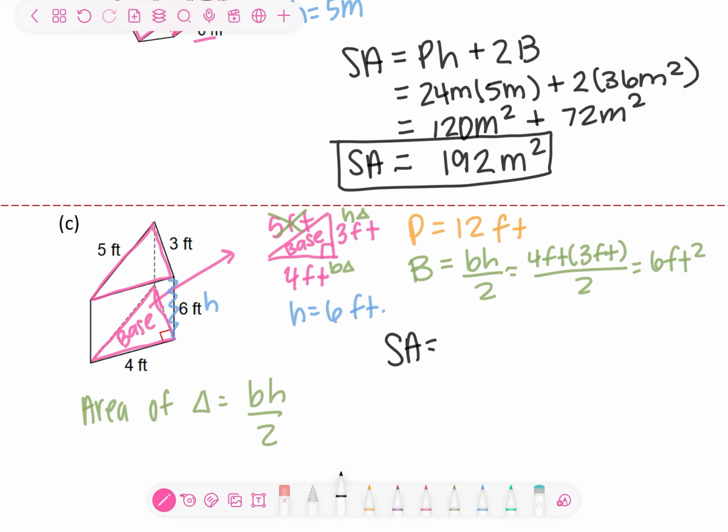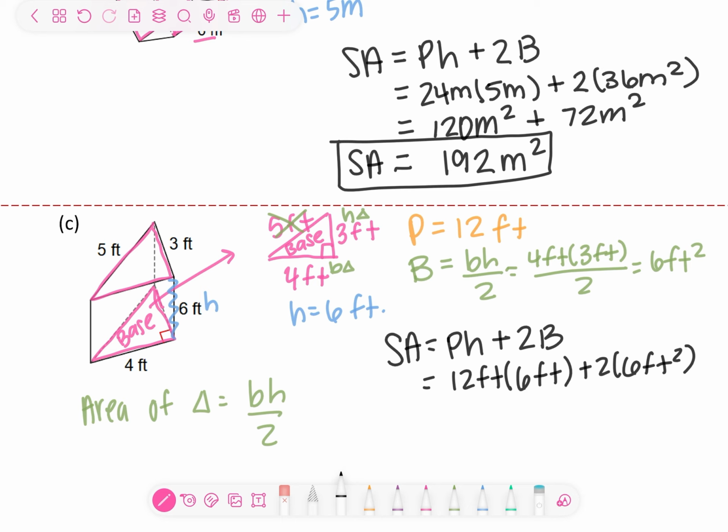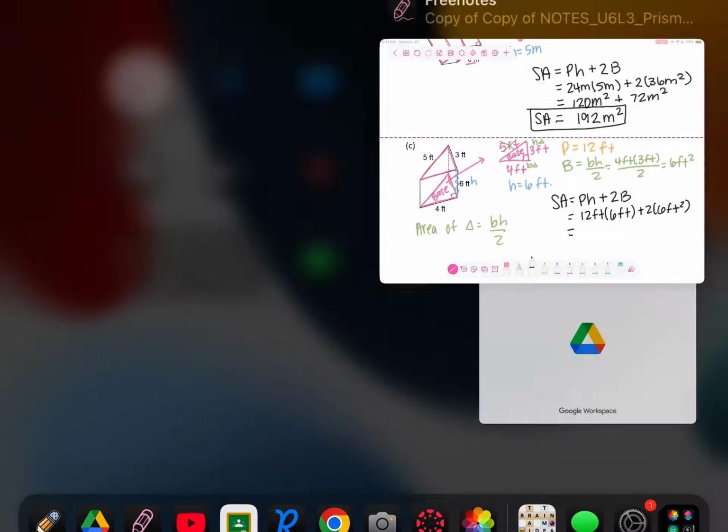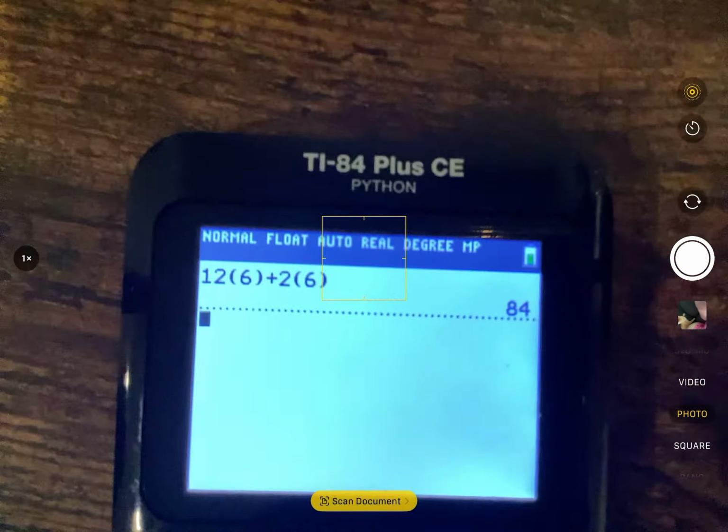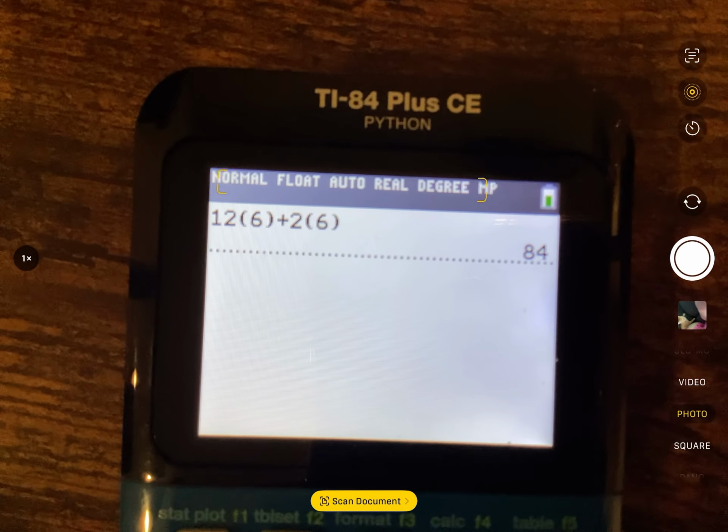So surface area is perimeter times height plus 2 times base area. 12 feet times 6 feet plus 2 times 6 feet squared. And now just work it out. If you want to type this in the calculator, just ignore the feet. You can actually type it in exactly as you see it. So you can do 12 parentheses 6 plus 2 parentheses 6 if you want to do it in the calculator. I'll show you what that looks like real quick. Here we go. So if you want to type it in like that, it'll work perfectly. Just ignore the feet for a second.